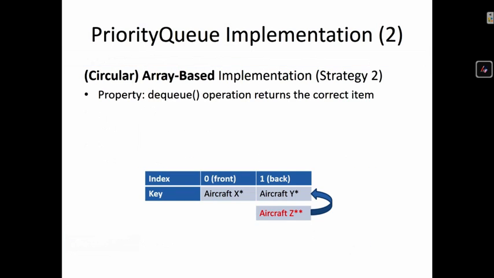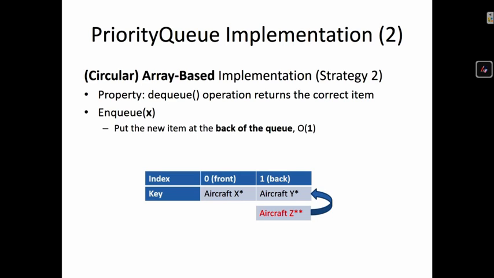Next, there's another way of doing it, yet again using a circular array-based implementation. Now the property that needs to be maintained is slightly different. The property is just this: the dequeue operation always returns the correct item. So I don't care how they are inserted. I just care that when you dequeue, you return me the item with the highest priority. That's the property that must be maintained.